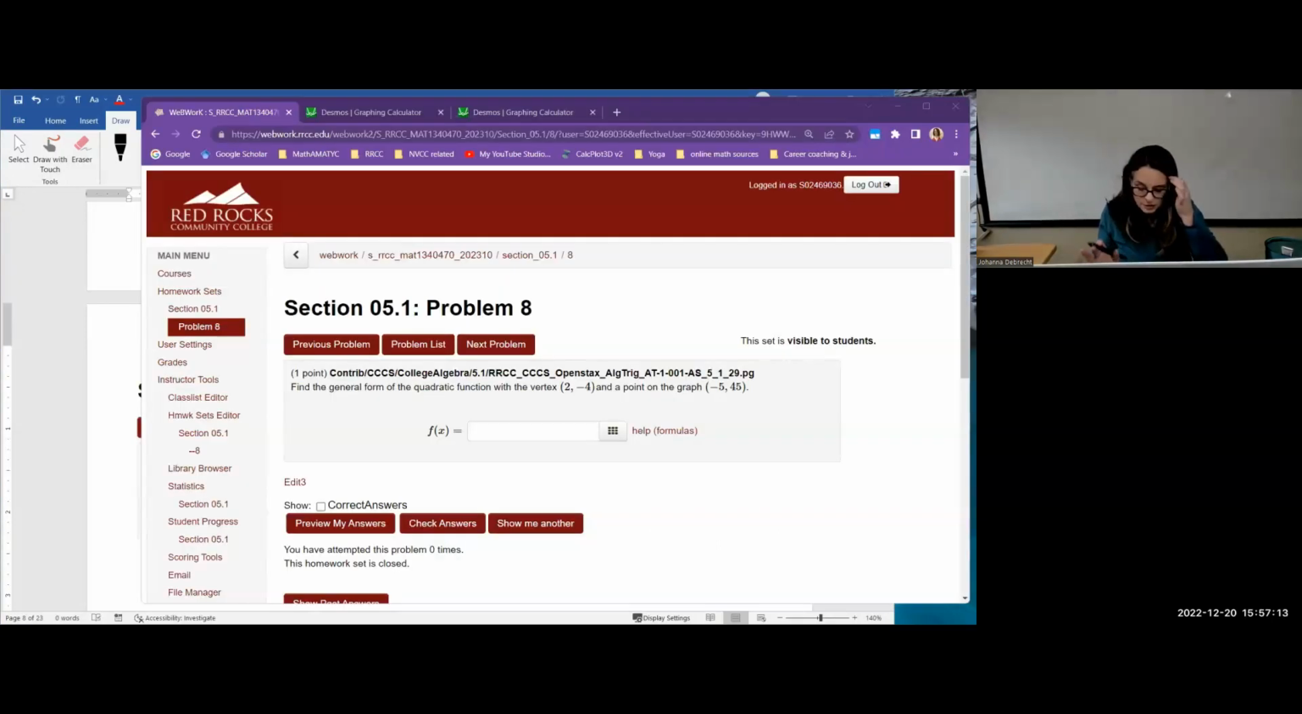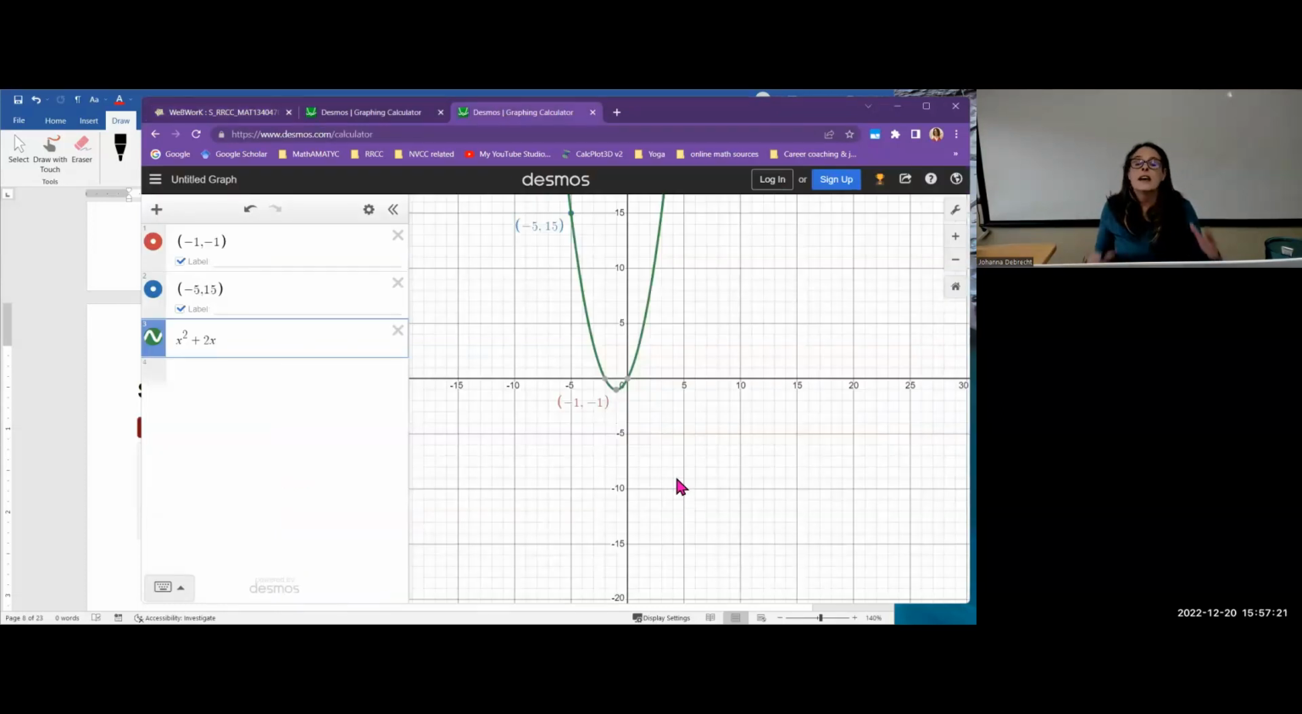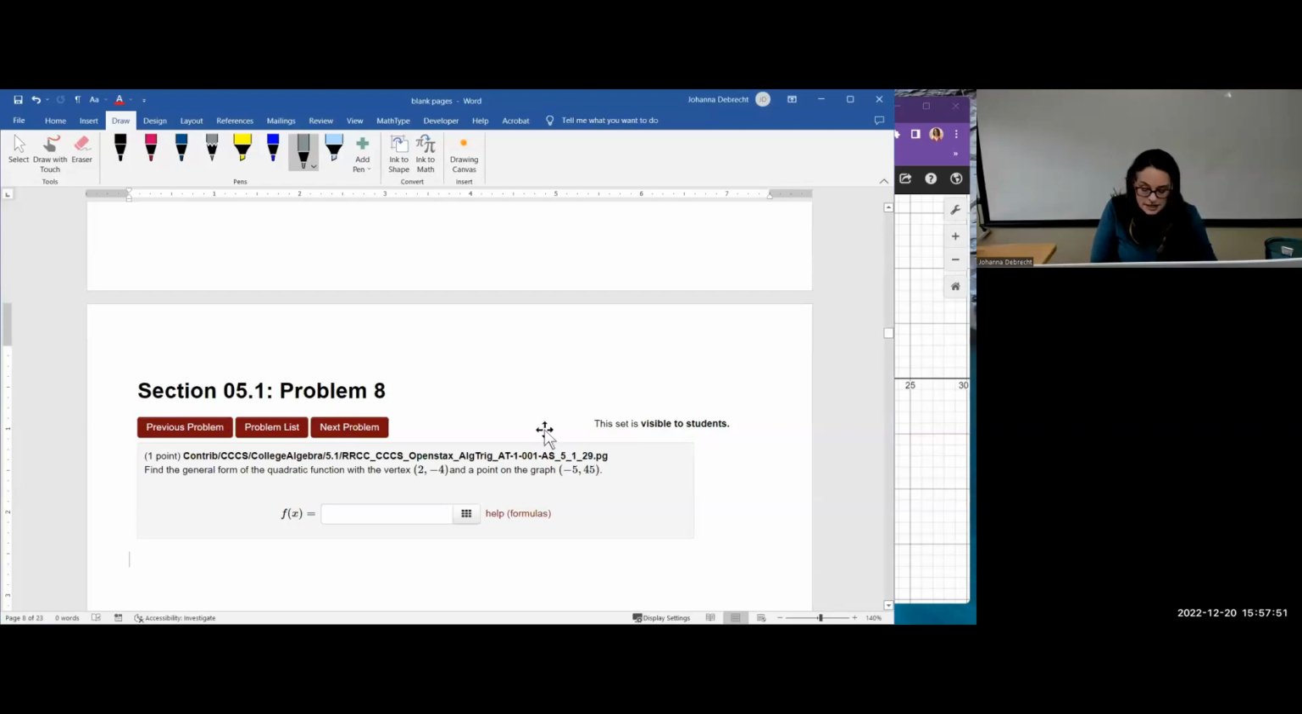Well, before we move on, we probably should go ahead and look at the graph on Desmos and see if, in fact, it did go through our two ordered pairs, and you can see that it did. I put in the general form, x squared plus 2x, here, and it's going through our vertex at (-1, -1), and through the point that we were given, (-5, 15). So we have that point as well. Okay, there it is, (-5, 15).